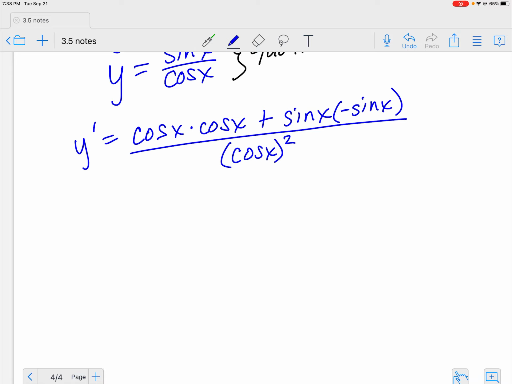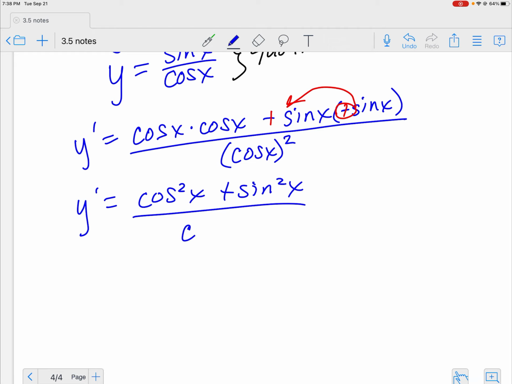Oops. Why I made that a plus is beyond me. It's minus. You guys are probably hollering at me. I'm so proud of you. All right, so a negative times a negative up here is going to give me that positive. I think my brain just did it before my hand did. So I've got cosine squared plus sine squared over cosine squared of x.